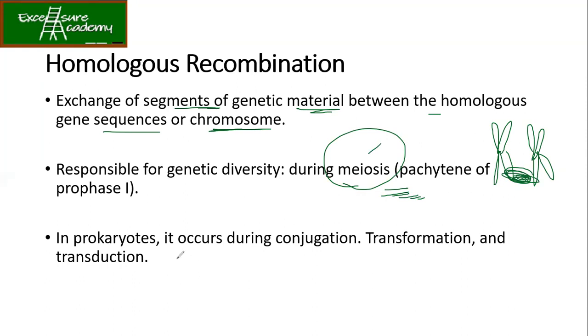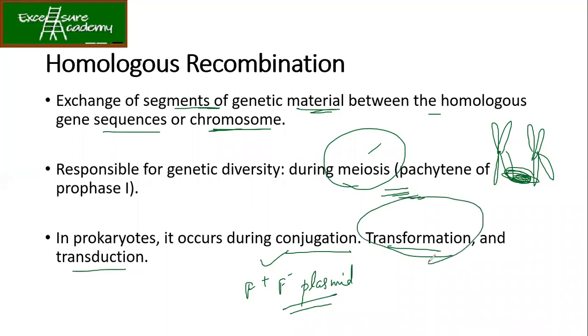Now, in prokaryotes, it occurs during conjugation, transformation and transduction, where genetic material gets exchanged, okay? The example of conjugation we have already seen in the case of F plus and F minus plasmid. Do you remember, guys? This was already taken when we were talking about different modes of replication, right?